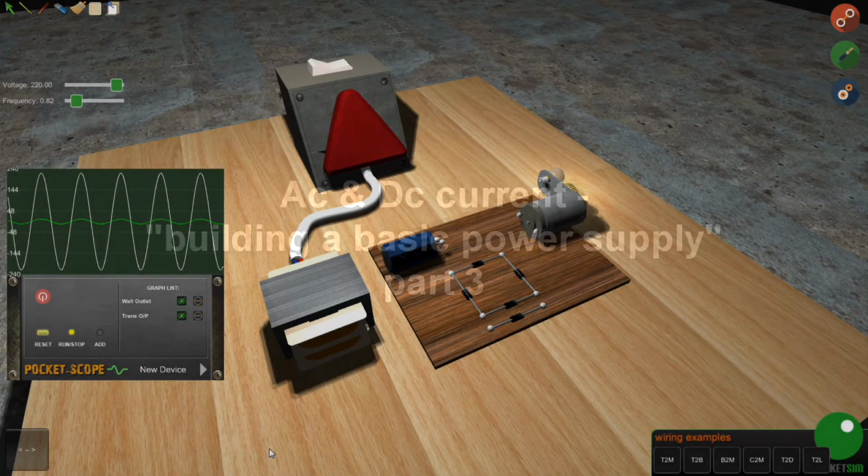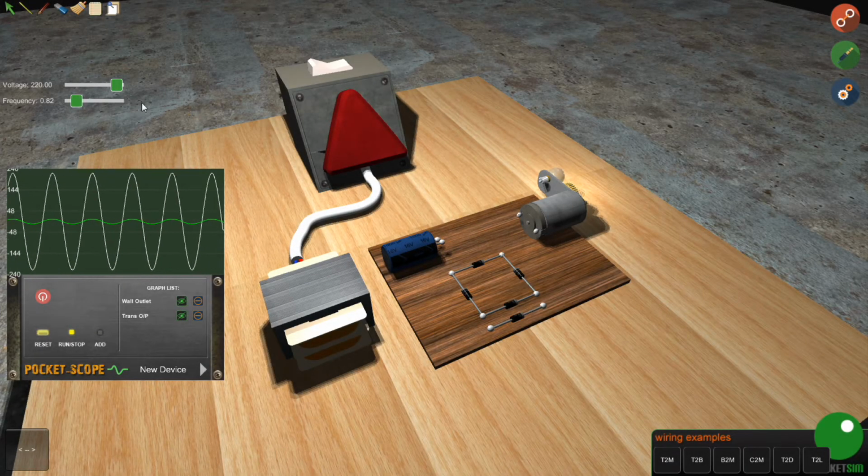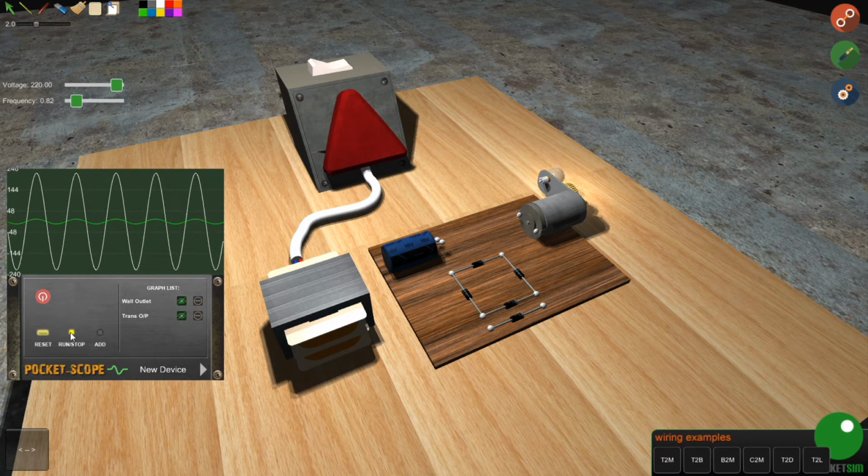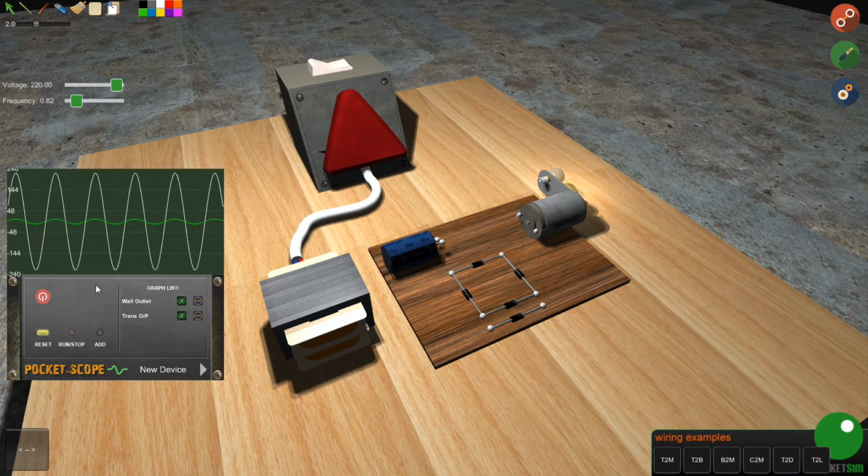The voltage that we get from our wall socket is called alternating current. In plain terms, alternating current means that the electricity will flow in one direction through a circuit, and then it will reverse direction and go the opposite way. It's important to remember that when a line goes up in the pocket scope, there is an increase in voltage, and when it goes down, the voltage decreases.